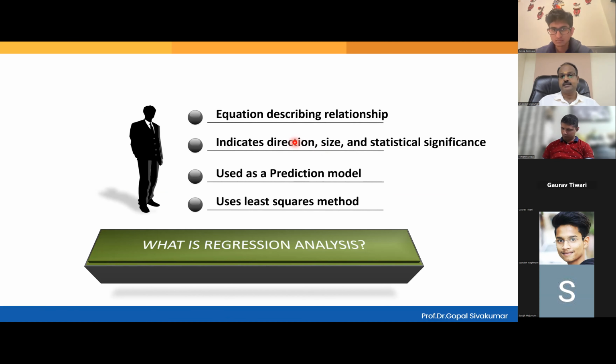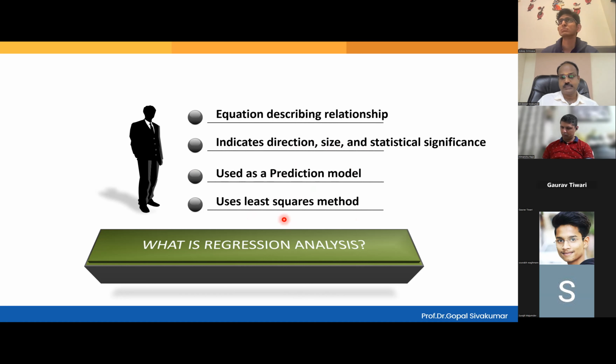Right. So in regression, there is certain terminology. Regression is nothing but a mathematical equation showing the relationship between the x variable and the y variable. Regression can help you to understand the direction of relationship, positive or negative, and the size of the relationship. It can also tell you statistical significance. And then regression analysis can tell you whether your mathematical model is ready for prediction or not.